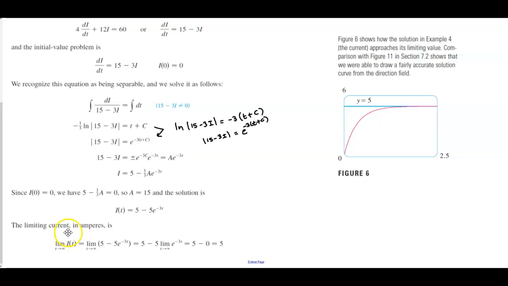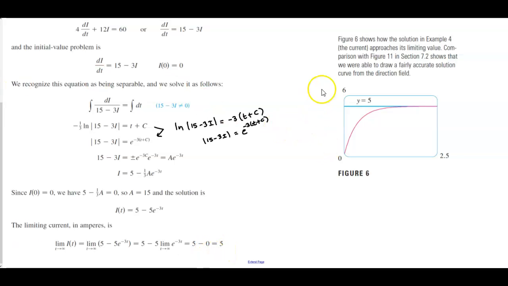And so the limiting current in amperes is the following. So the limit as t approaches infinity of I of t, which is equal to the limit as t approaches infinity of 5 minus 5e to the negative 3t, which is equal to 5 minus 5 times the limit as t approaches infinity of e to the negative 3t. And we know it's going to give us 0. So 5 minus 0 is going to equal 5.